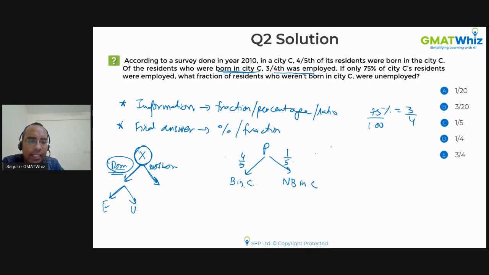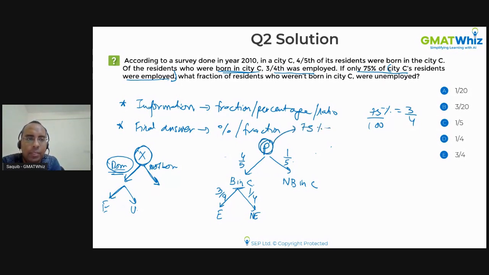Now they're saying of these people, 3/4 are employed. So I'll write 3/4 employed. The remaining 1/4 are not employed. Okay. Now they're saying if only 75% of the residents were employed. Now notice this is 75% of all the people. So they're talking about this. So make sure that you write this information properly.